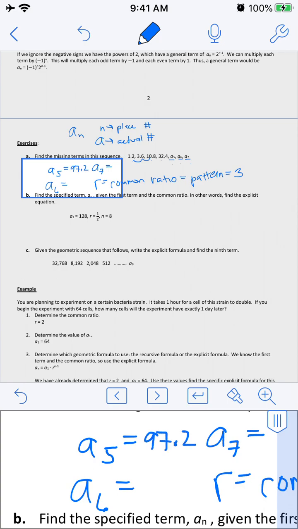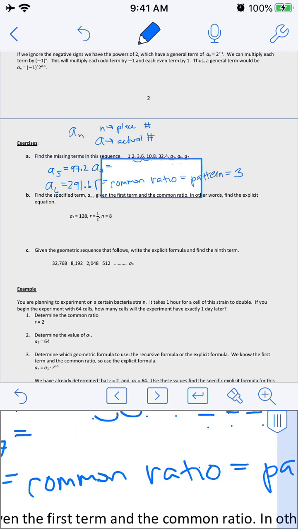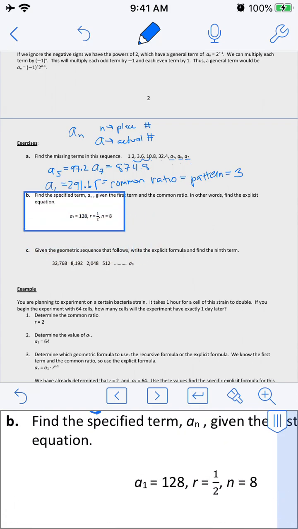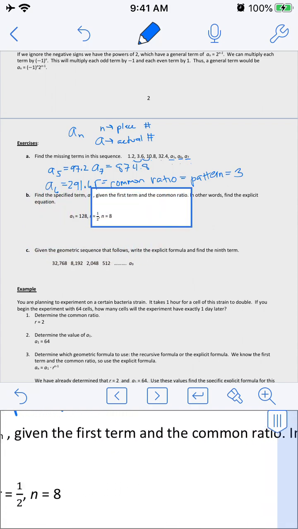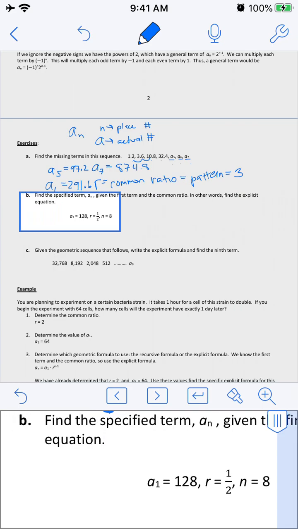From there, we times by 3, we get 291.6, and then we times by 3, it's 874.8. And we have found the other three terms. Okay. All right, cool. This is basically just called counting or recursion. You just count to the next one. Super fun. Find the specified term, an, given the first term and the common ratio. In other words, find the explicit equation.